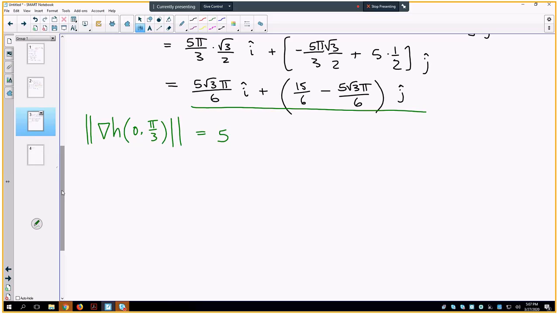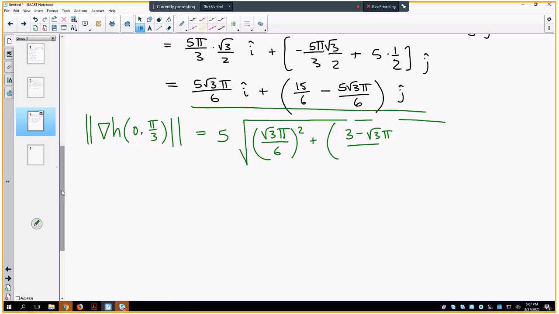And then I'm going to do, of course, the square root of the first component squared. So big square root of square root of 3 pi over 6 squared plus 15 minus 5 square root of 3, and I'm sorry, I took out the 5, so that's going to be 3 minus square root of 3 times 5 over 6 squared.